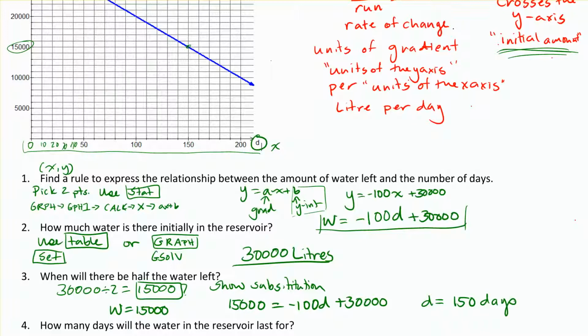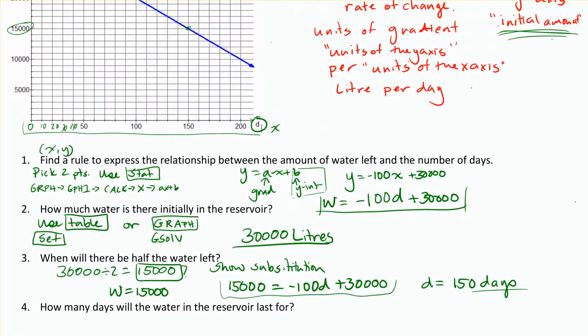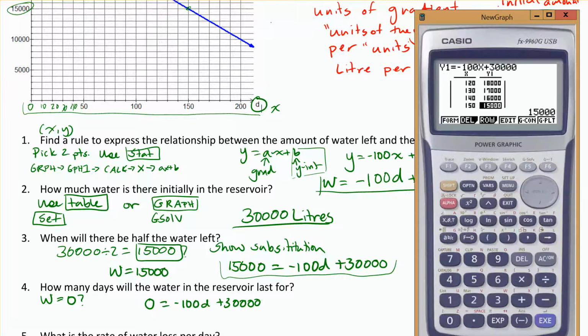So you need to, at the minimum, show your substitution and make sure you get your units. How many days will the reservoir last for? Well, what does that mean? That means I've got no water, so when water is equal to 0, again, show our substitution. That 0 is equal to negative 100D plus 30,000. Of course, you can use algebra for this, but if you're not confident with that, let's go and look and see if we can find out when there's 0 water left.